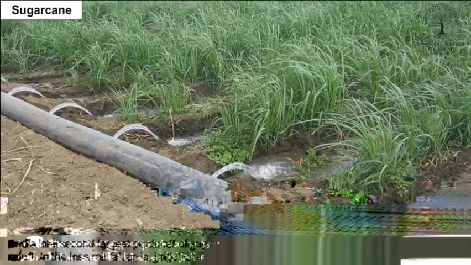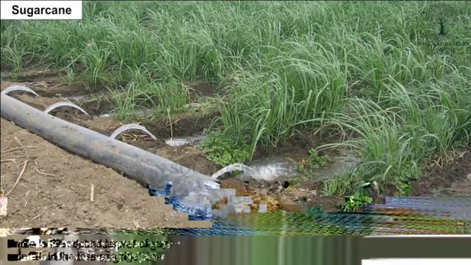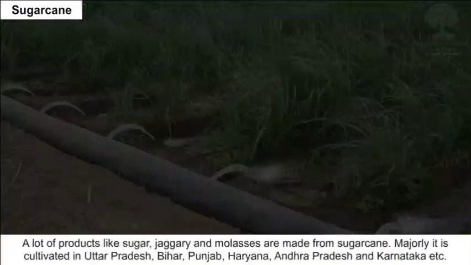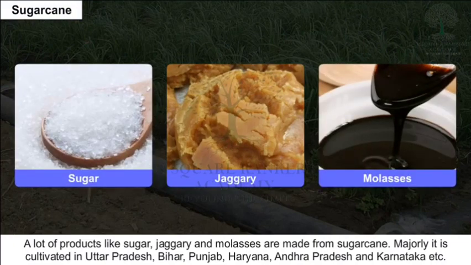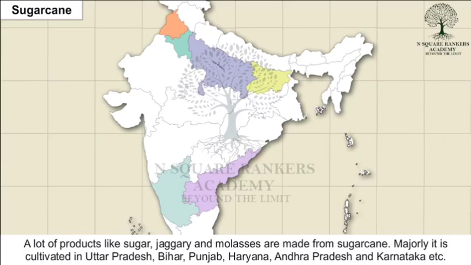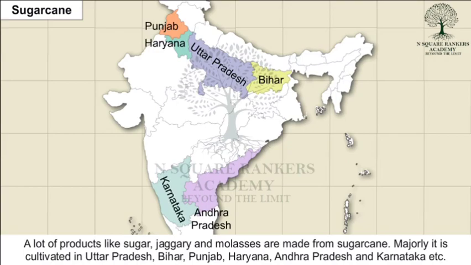In less rainfall areas, irrigation is the medium by which water is provided to this crop. A lot of products like sugar, jaggery and molasses are made from sugarcane. Majorly it is cultivated in Uttar Pradesh, Bihar, Punjab, Haryana, Andhra Pradesh and Karnataka, etc.